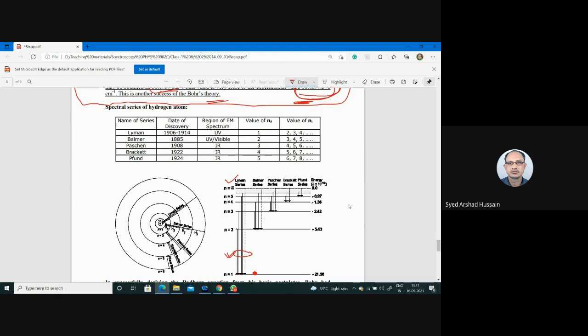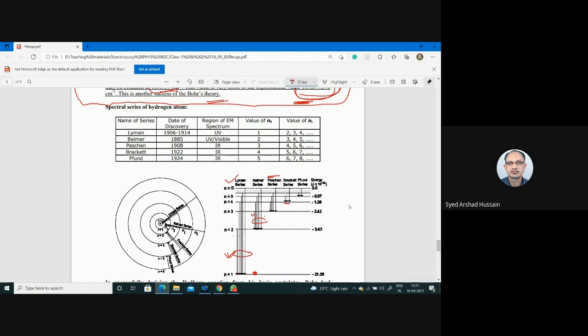Then if excited electrons come from higher levels to n is equal to 2, that means from 3 to 2, 4 to 2, this kind of thing, this is known as the Balmer series. And this is the first Balmer line, then the second Balmer line, third Balmer line in this way. So here also first Lyman line, second line in this way. If electrons come from higher levels to n is equal to 3, this is known as the Paschen series because Paschen analyzed this. Then Brackett analyzed this.